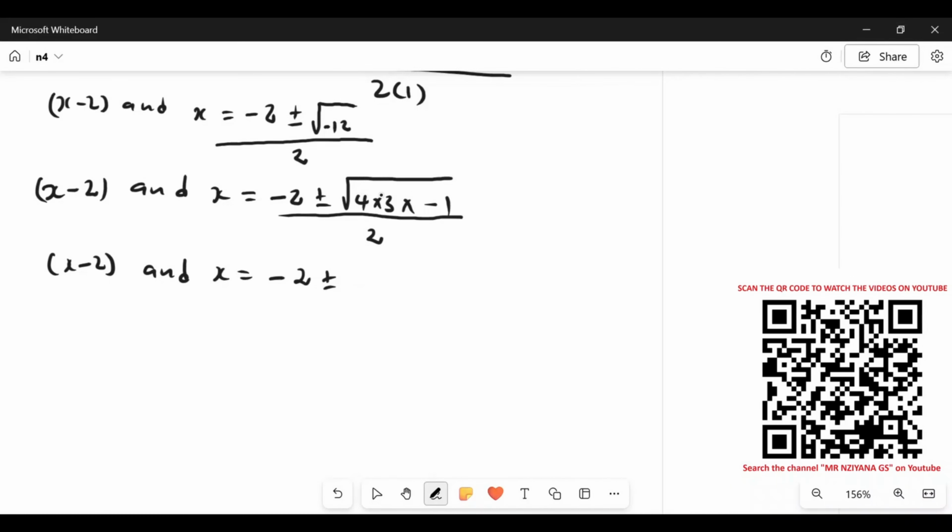We have the square root of 4. The square root of 4, we know that is 2. And then we're going to be left with 3 inside the root. We are left with the square root of negative 1. Guys, the square root of negative 1 is an imaginary number, right?